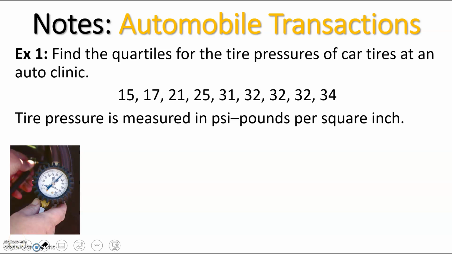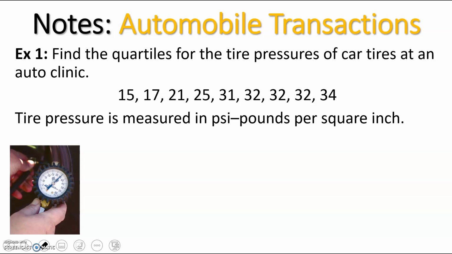The focus of this lesson is automobile transactions. Example 1. Find the quartiles for the tire pressures of car tires at an auto clinic. They were 15 psi, 17 psi, 21, 25, 31, 32, 32, 32, and 34. Note, tire pressure is measured in psi or pounds per square inch.